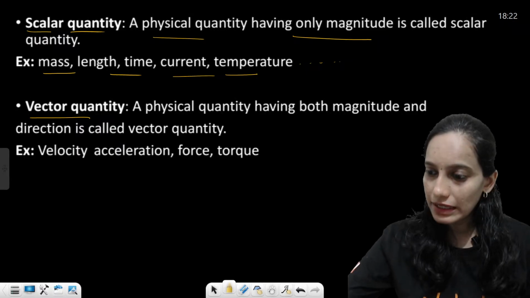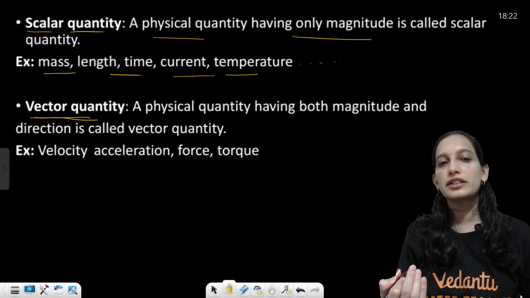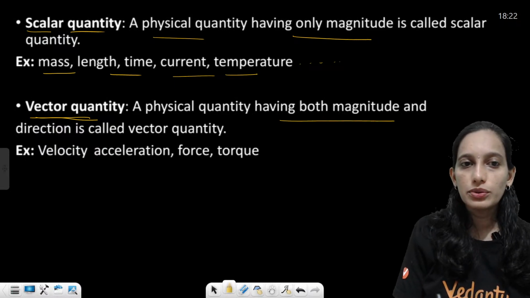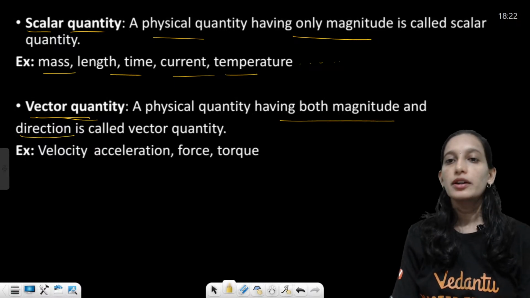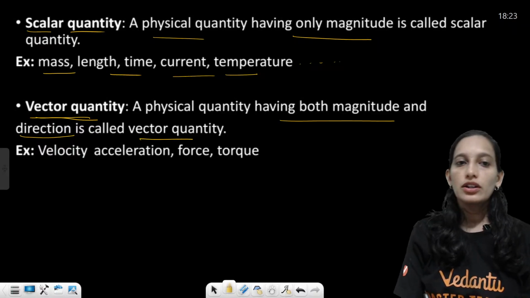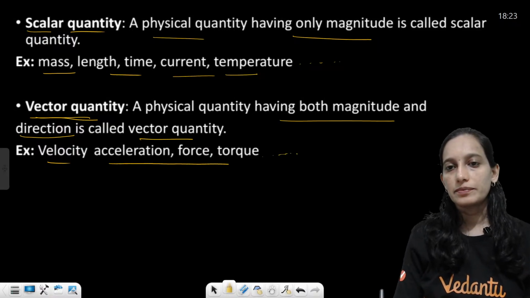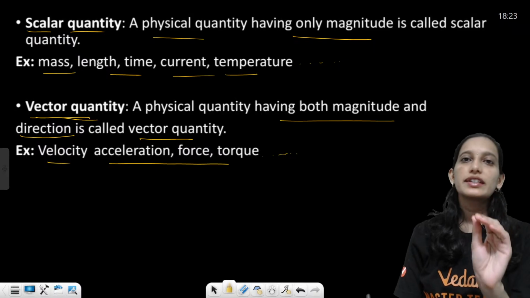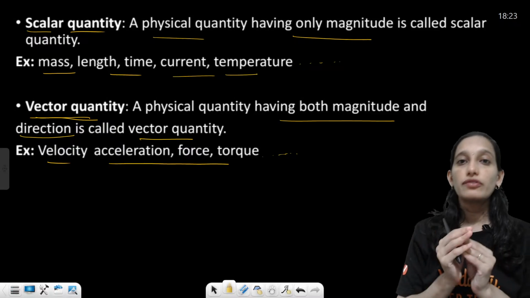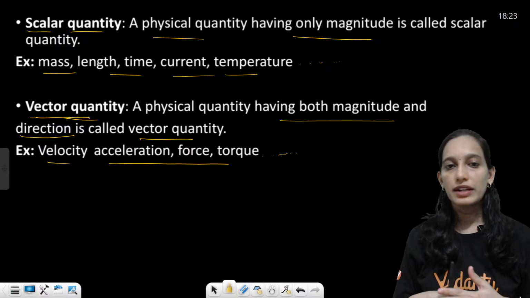Similarly, we have the other type of physical quantity which we call vector quantity. They have both magnitude and direction. Both magnitude and direction idre adanna vector quantity anta karitivi. Example yavadu? Velocity, acceleration, force, torque, etc. So if the physical quantity has only magnitude, it is scalar; if we define direction along with magnitude, if the direction is also important, then we call it a vector quantity.